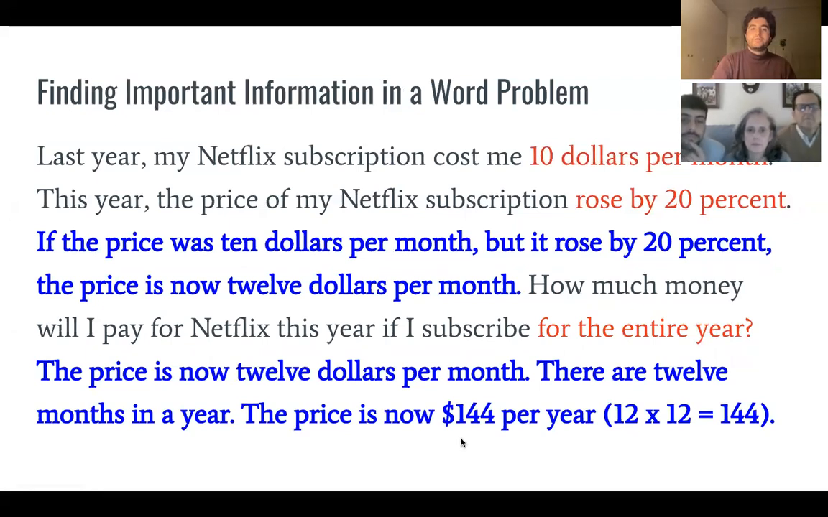So the price is now $144 per year, because $12 per month times 12 months is 144.